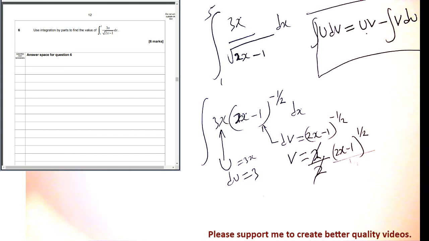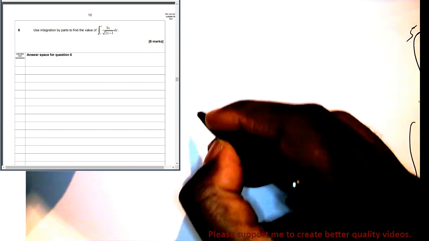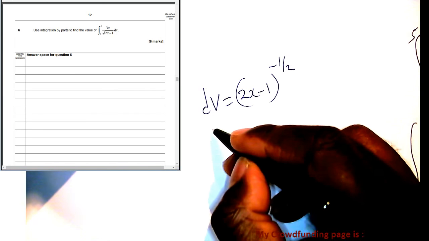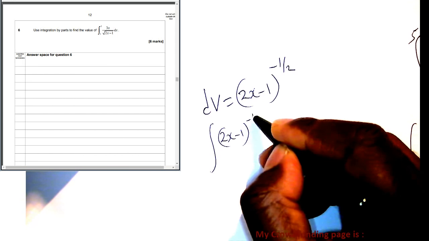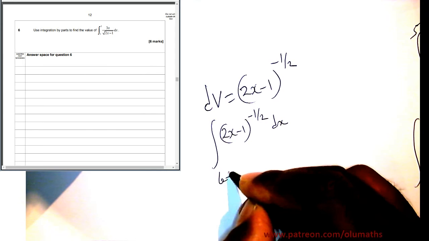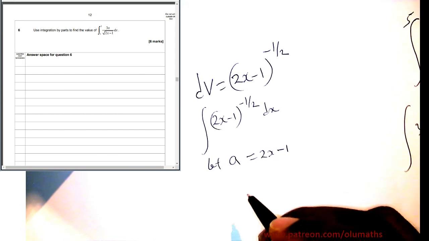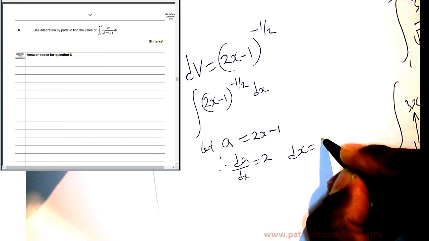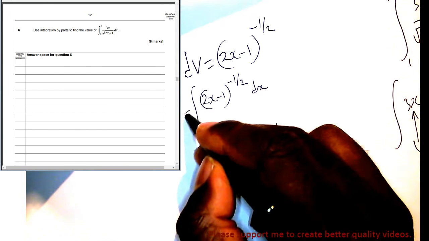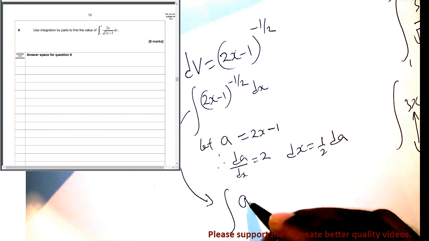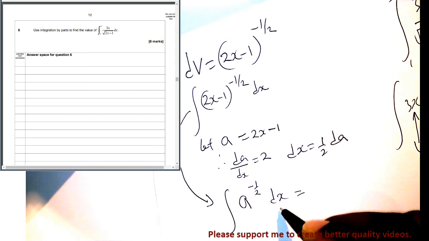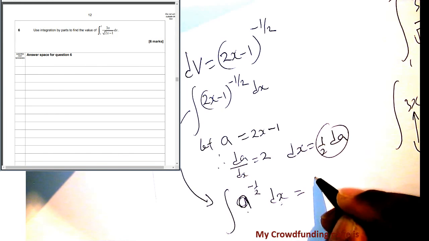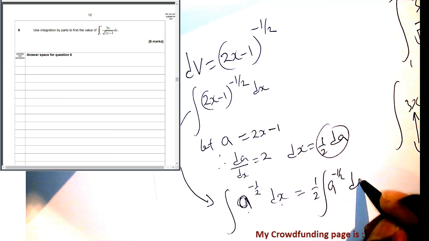All right. Let me not be too fast about it. I'm going to explain that very quickly here. We said dv was (2x minus 1) to the power minus a half, and we're meant to integrate that. So to integrate (2x minus 1) to the power negative a half, I said let a be 2x minus 1. And therefore, dA over dx became 2, and so dx became half dA. This problem is therefore asking us to integrate a to the power negative a half dx. I can't integrate a with respect to x. It has to be with respect to a. So I replace my dx with half dA. So that's now half the integral of a to the power negative half dA.